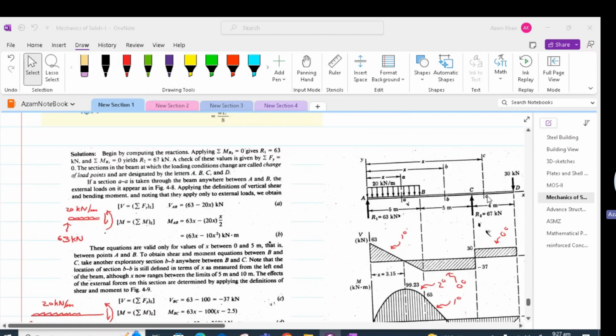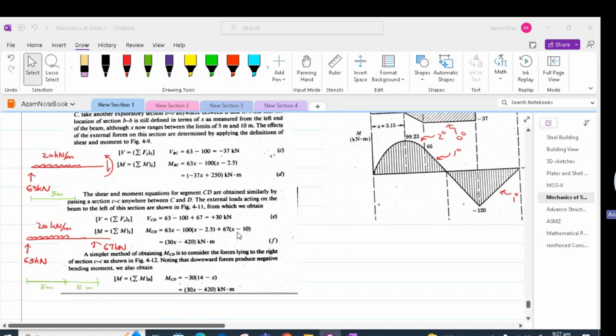MCD at section CC will be equal to 63 times x minus 100 times x minus 2.5 plus 67 times x minus 10, which is shown over here. So we have three loads which are contributing to our moment in CD. From here, we will get 30x minus 420. Please note that the moment again in this region is of first degree.